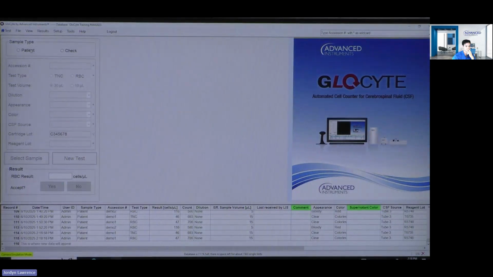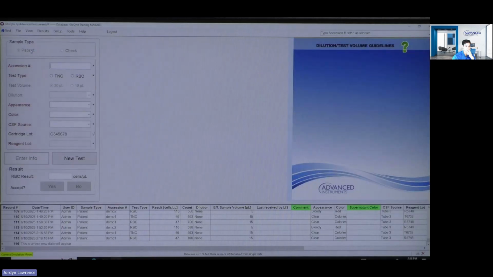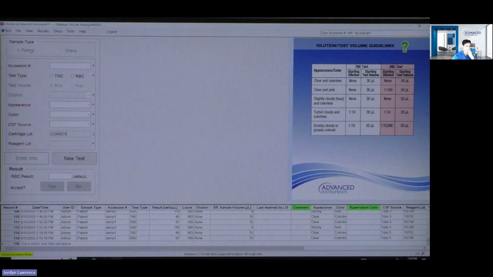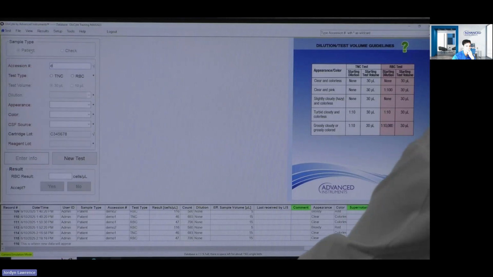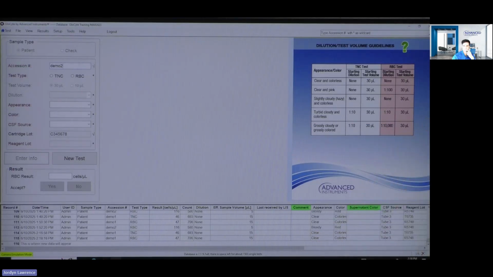So let's get into dilution. How would you know if you need dilution? You just prepared it. Don't have to worry about that. The GloCyte will tell you. So say I have no dilution, but say I have a bloody sample. It has a red color to it. Still came from 2, 3. This poor patient, I feel so bad.